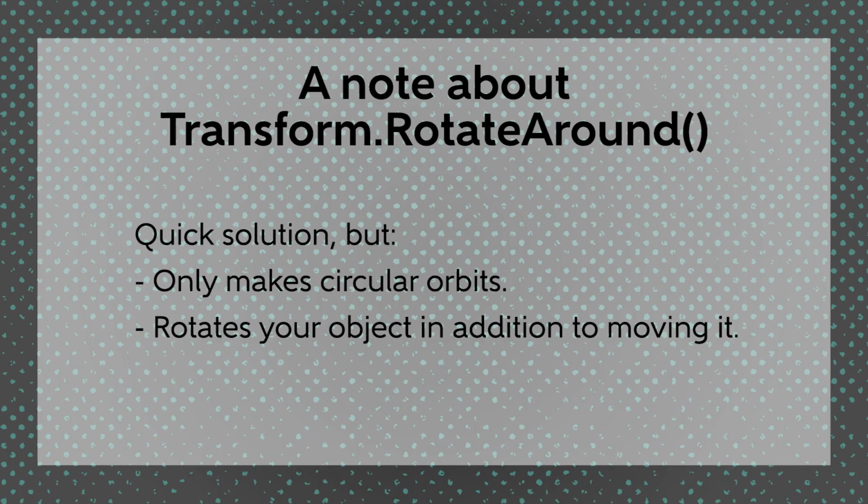As a quick disclaimer here, you could just use the rotate around method on a transform to get a quick circular orbit, but it has its limitations. First, it only works as a perfect circle, and it's also going to rotate your object by the same angle that it revolves, which may not be what you're looking for if you want a custom rotation of your planet. So it helps to have a deeper understanding to be able to customize this kind of effect.